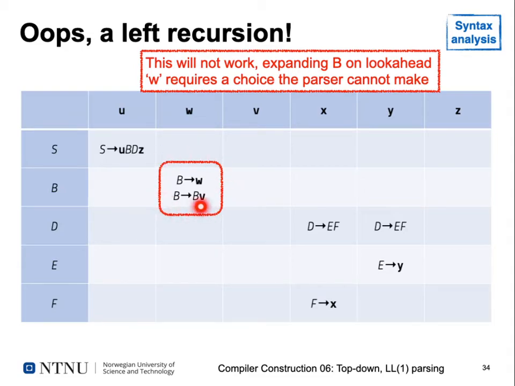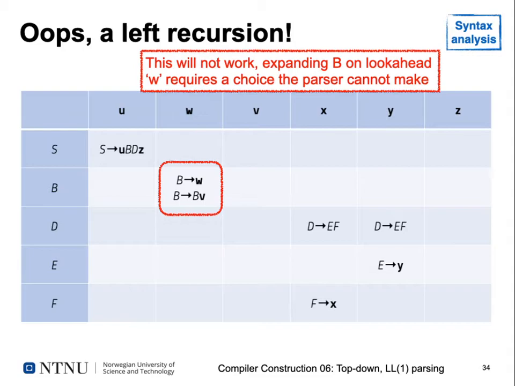So we've already seen there's something in B which we've already noticed is problematic, this left recursion here. So B, when reading a W, it can either resolve this to just a W, or it can resolve this to going to B and putting a V at the end because this W can appear arbitrarily many times to the left. So this will not work because this table is not unambiguous. So if we try to expand B on our look-ahead W, this would again require a choice that our parser cannot make because it doesn't have unlimited look-ahead to our input tokens.